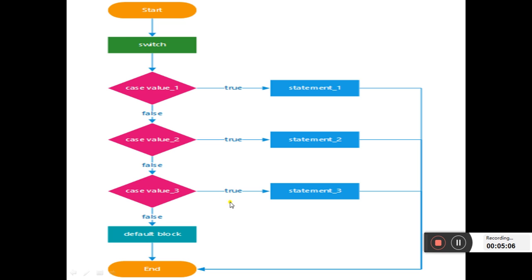If the case 3 value returns true, then it will execute the third block, give a break and end the program. But if this doesn't match with the switch case expression, then it will come out and execute this default block, and after that it will end the program. This is a simple diagram of the switch case statement.